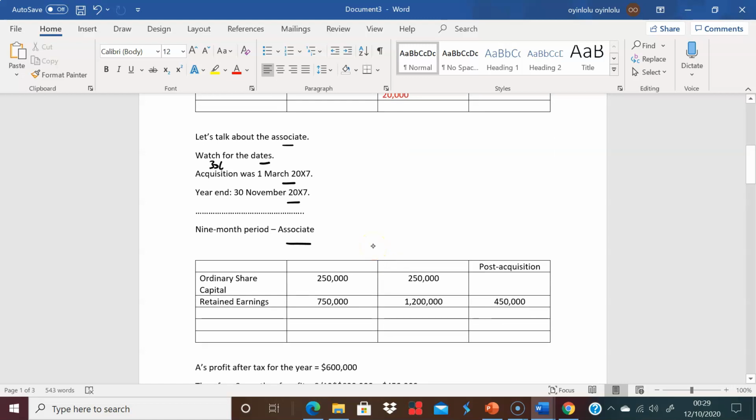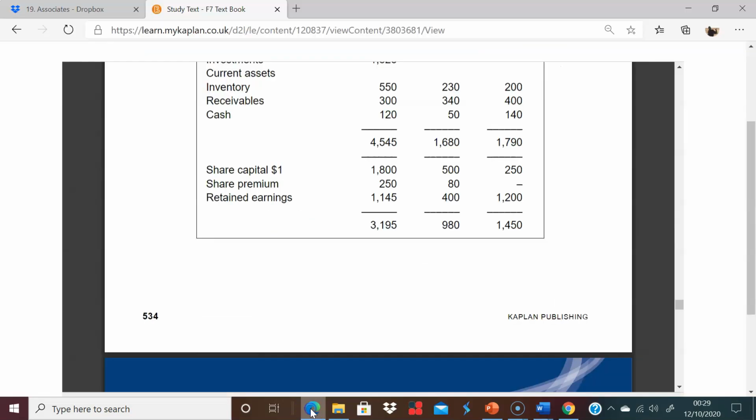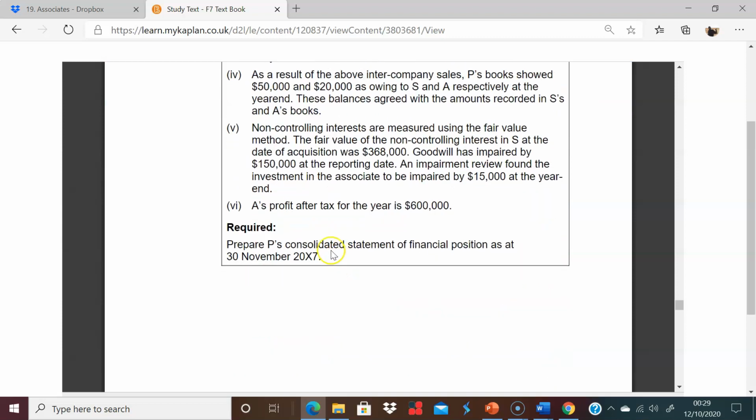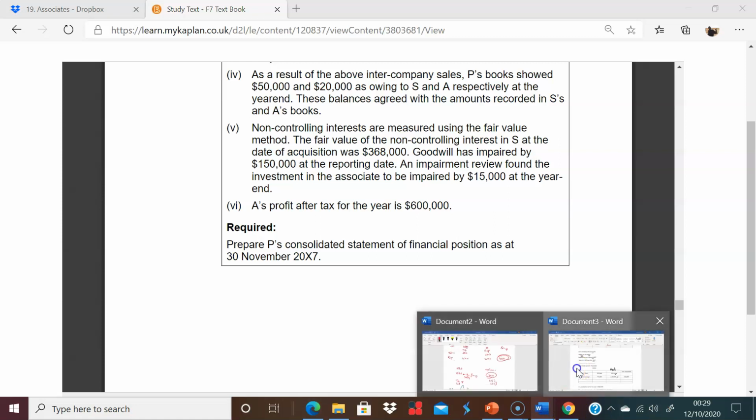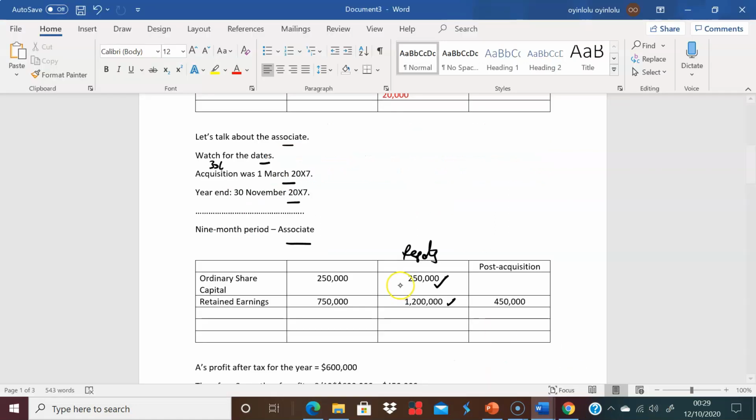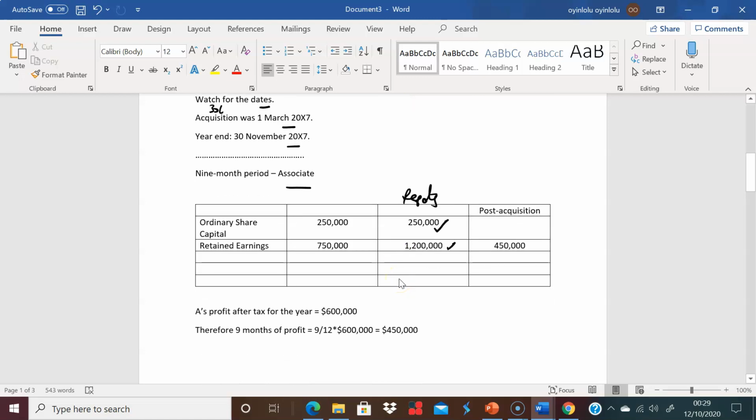So when you acquired them, or let's look at the year end, the reporting period, you don't have to do it like this, but I'm just trying to show you what would happen if you were doing it. At your year-end reporting period, you have 250,000 in ordinary share capital, retained earnings is 1.2 million. The question goes on to help you by telling you right at the bottom, A's profit after tax for the year is 600,000. So A had basically 600,000 from the start of the year till the end of the year.